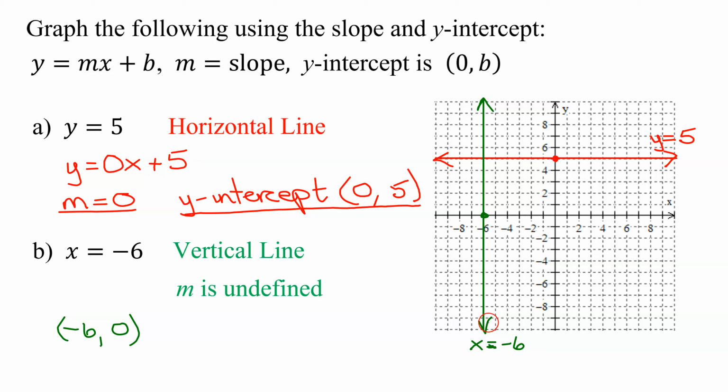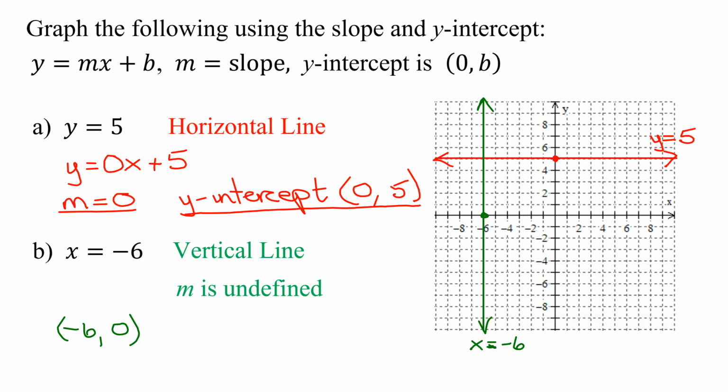And I think you can see why I can't graph it using the slope and the y-intercept, because does this vertical line cross the y-axis? No, there is no y-intercept. It has an x-intercept of -6, 0, but it has no y-intercept. And don't forget, the slope is undefined.